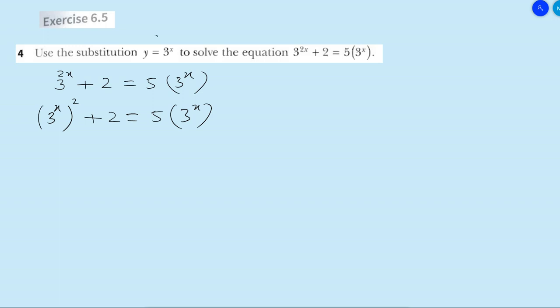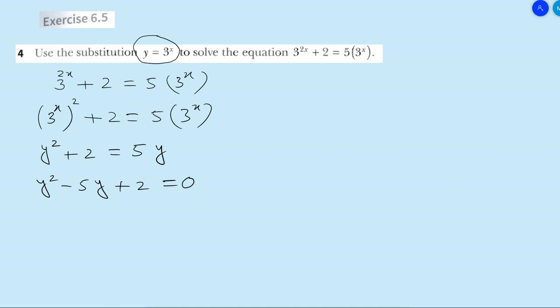Now, according to the question, we have to put y equals 3 power x. It means we will put y where we see 3 power x. So this is 3 power x, this is y, and this 2 remains 2. It will be y square plus 2 equals 5 into 3 power x. 3 power x is y. So y square minus 5y plus 2 equals 0. This is the quadratic equation.